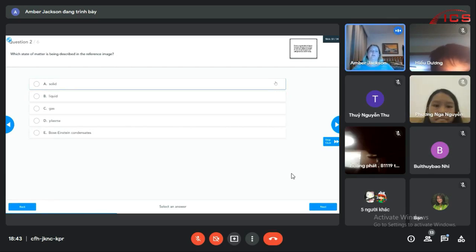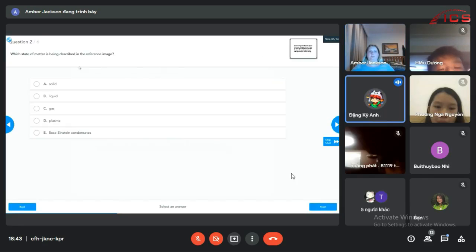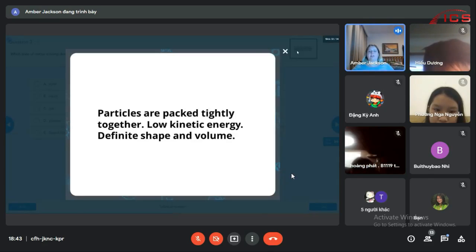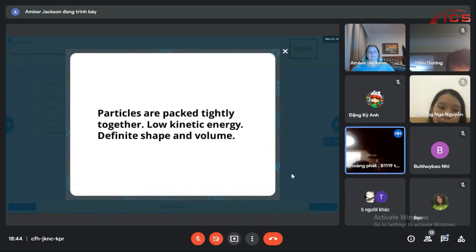Kian, which state of matter is being referenced in this picture? There's a great deal of space between the particles. It has no definite volume or shape. If unconfined, its particles will spread out indefinitely. Which state of matter does this talk about? I think it is gas. Gas, all right. What state of matter is this talking about? Particles are packed tightly together. There's low kinetic energy. It has definite shape and volume. I think it's gas. You think that's gas? I have a different idea. All right, what's your idea? I think it's solid. Yes, it's a solid.